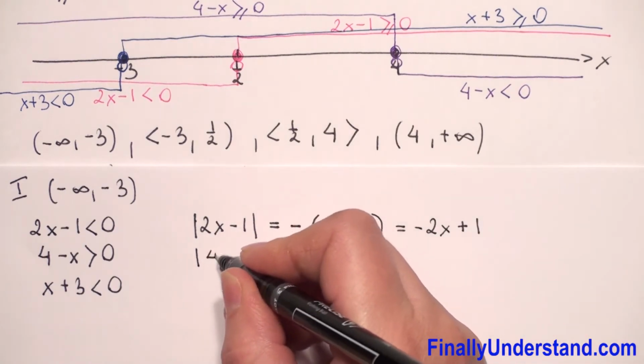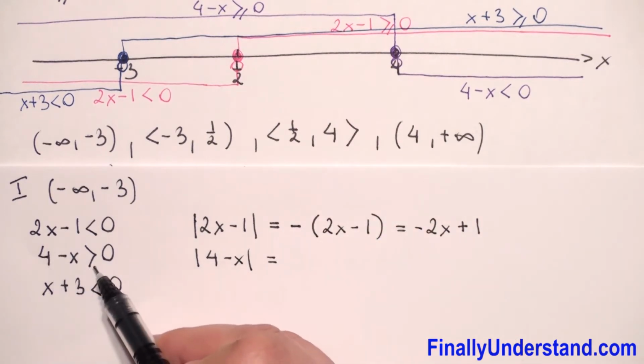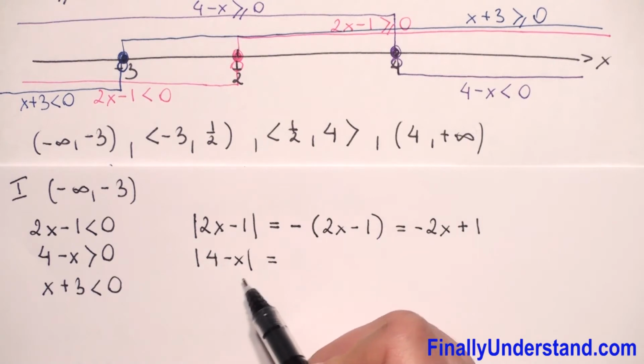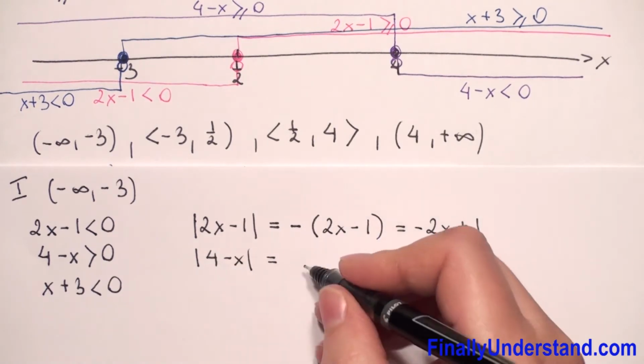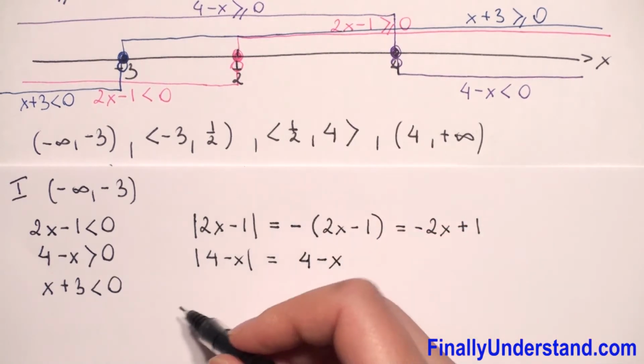Absolute value of 4 minus x, because this expression is positive, it means when we take these absolute value bars, we just have to copy whatever is between these bars. So we have 4 minus x.